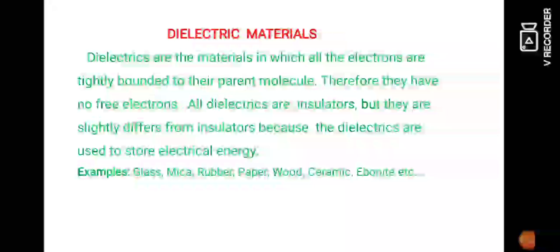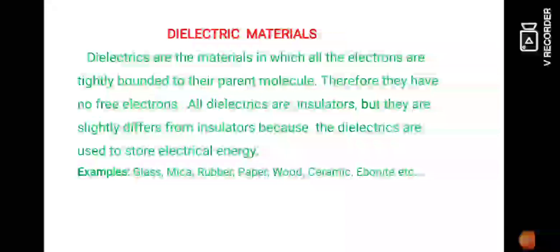Now we have the question: what is the difference between insulators and conducting materials? In both materials, electrons are available, but conducting materials such as metals can conduct more heat or electricity than the insulating materials. The insulators also have electrons, and the conducting materials also have electrons. But the insulators are not able to conduct heat or electricity. That is the difference between these two.